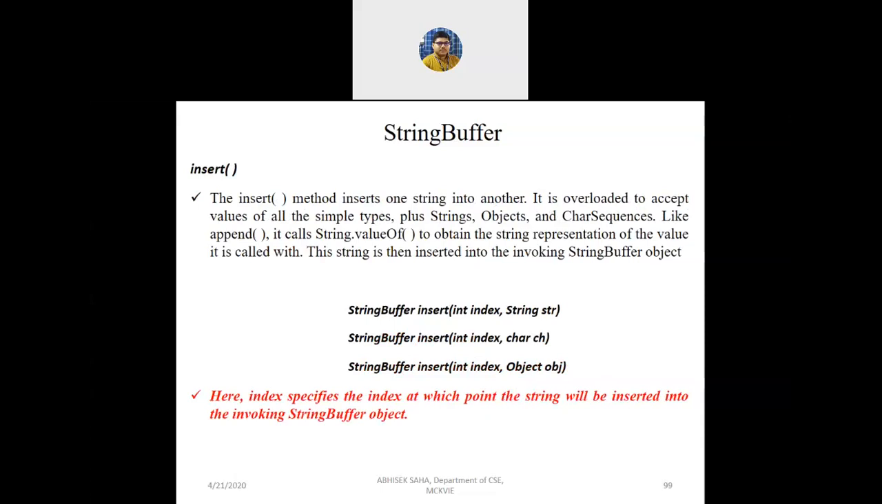But the point that needs to be noted here is that int index, the first parameter of this method, tells us at which index the new string gets inserted. That's clear to us. Index specifies the index at which point the string will be inserted into the invoking StringBuffer object. It's very clear to us.